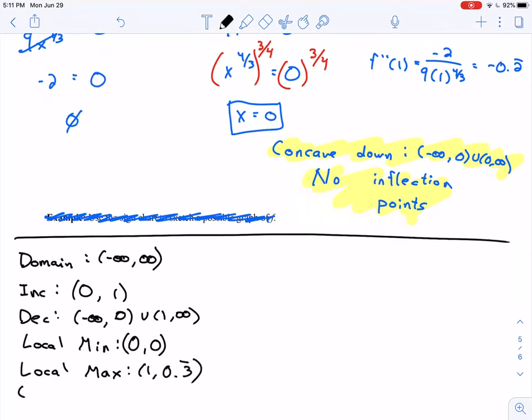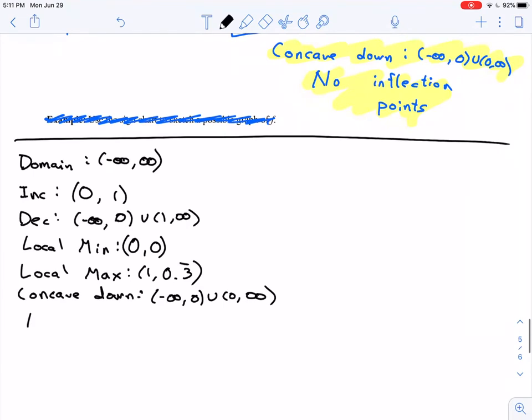The graph is concave down. We just found that. Concave down on negative infinity to 0 and 0 to positive infinity. And there are no inflection points. Sad face.